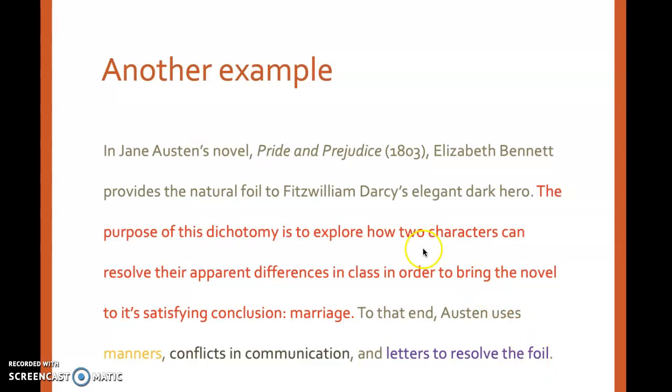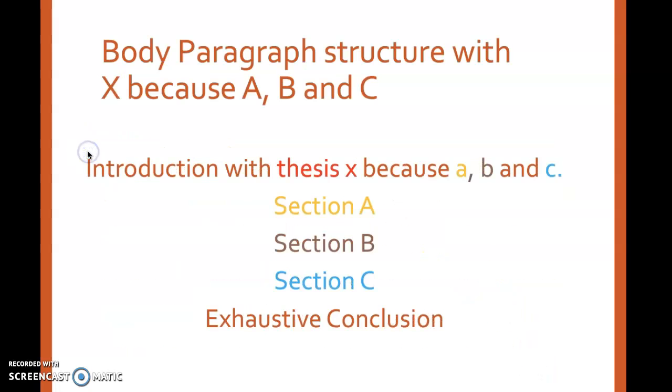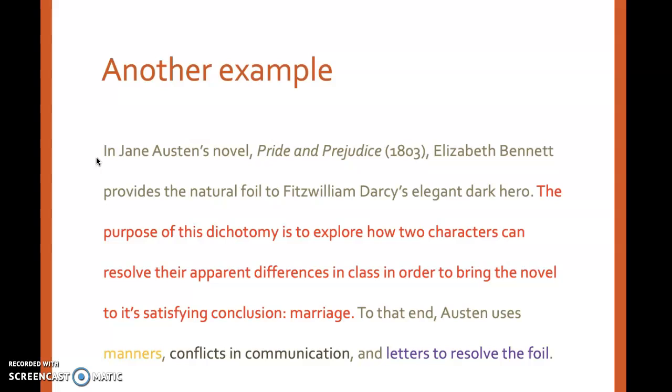Here, we have an opening general statement. We have an opening general statement right here at the top. Then we have our X. What's the purpose of this dichotomy? Well, marriage. What does Austen do to get us there? Austen uses these three things: manners, A, conflicts in communication, B, and letters to resolve the foil.